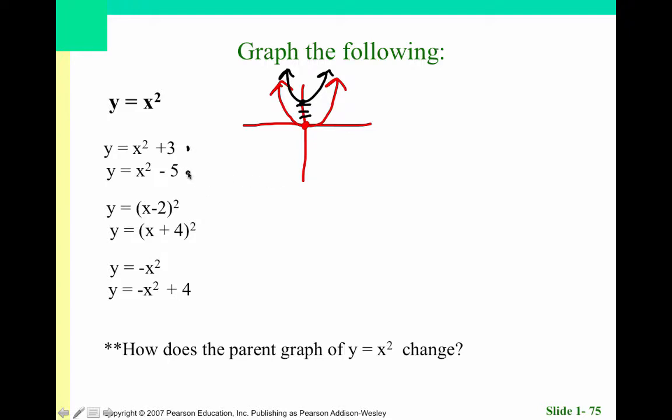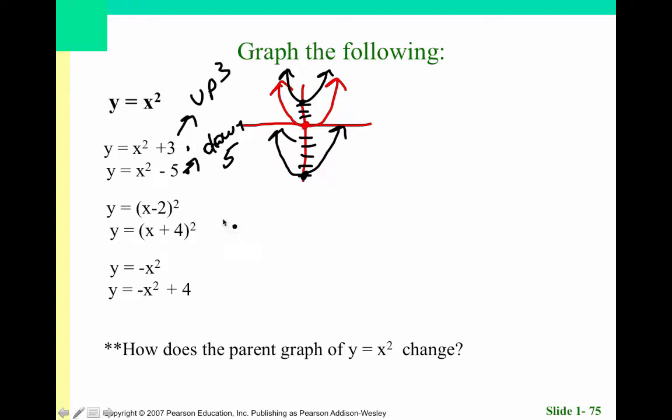X squared minus 5, down 5, opening up. Basically, all my y coordinates are decreased by 5. So our transformation is up 3, or down 5. None of that should be a surprise to you, as we have worked extensively with quadratics in the past.